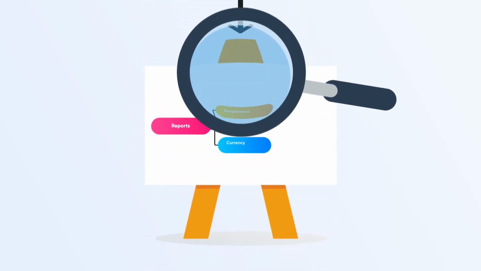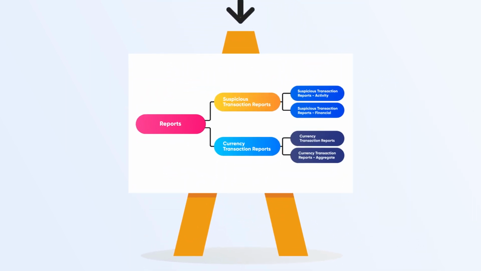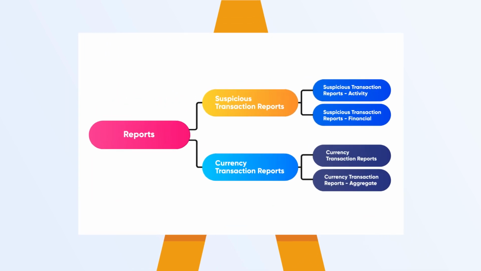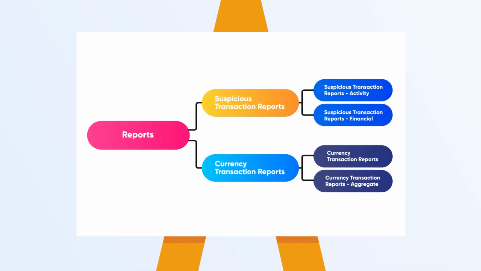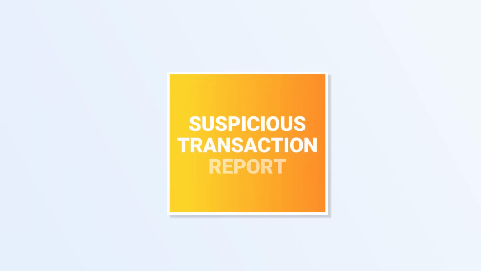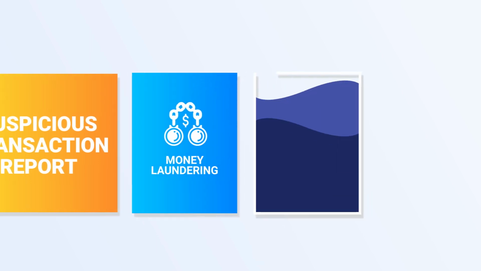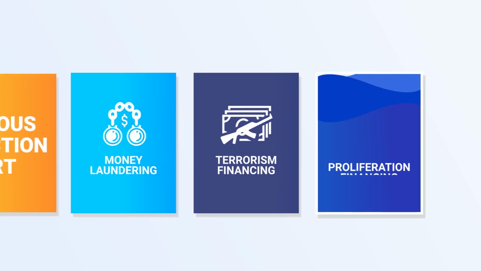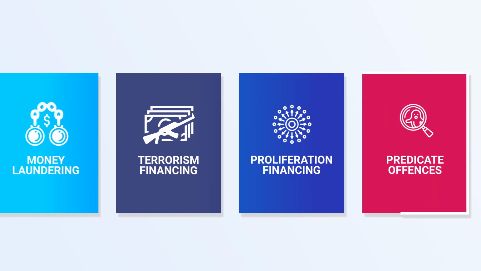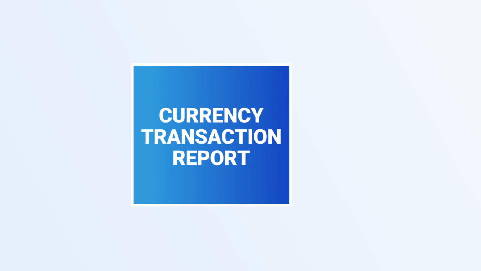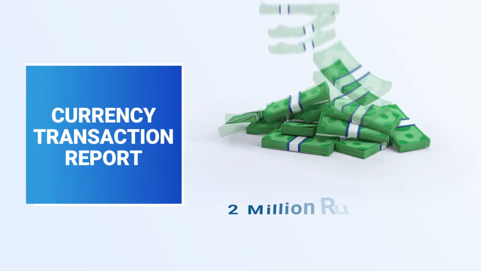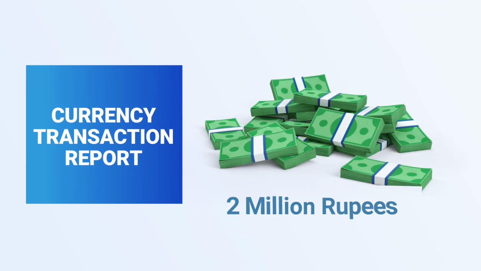In this tutorial video, you will learn how to file suspicious transaction reports and currency transaction reports on the goAML interface. An STR, or suspicious transaction report, is filed for a transaction or activity falling under the suspicion of money laundering, terrorism financing, proliferation financing, and predicate offenses. A CTR, or currency transaction report, is filed for any cash transaction of 2 million rupees or above.